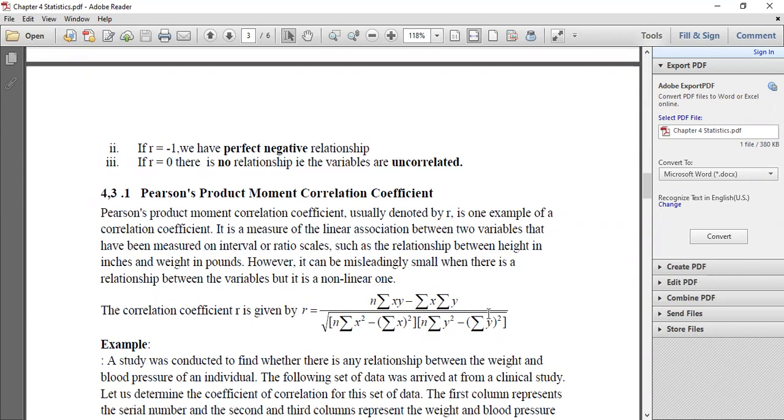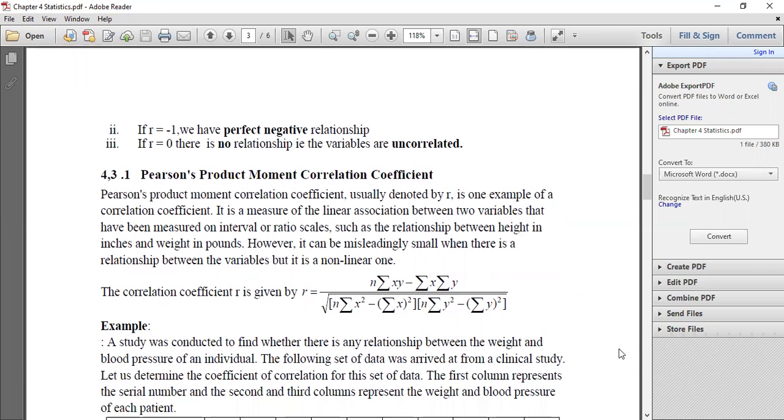This square root sign covers the whole of what you have in the denominator. I also want you to take care of the different brackets that we have. We have the first square bracket: n summation of x squared minus summation of x, the whole of that squared. Then you close that bracket. Then you open another bracket: n summation of y squared minus summation of y, the whole of that squared. Then you close the bracket. So we see how we apply this now in the example below.